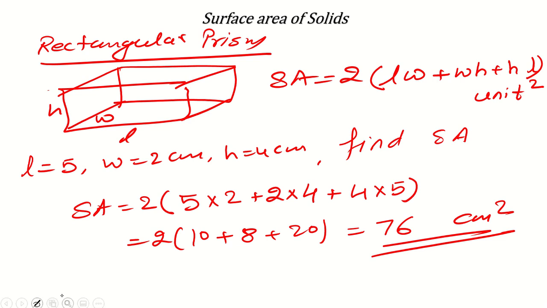Okay. Now we will talk about the triangular prism. Triangular prism will take little extra effort to find the surface area. Okay, because it will be looking like this, and then like this, and here, and it comes here like this.